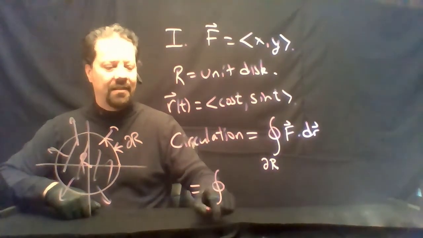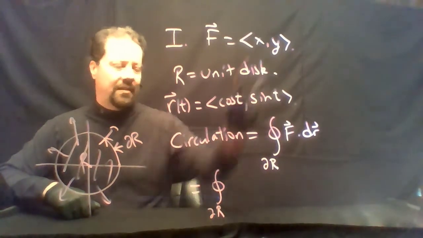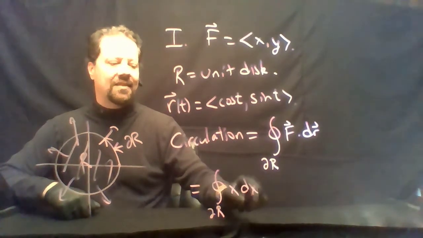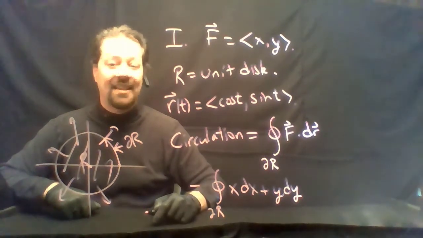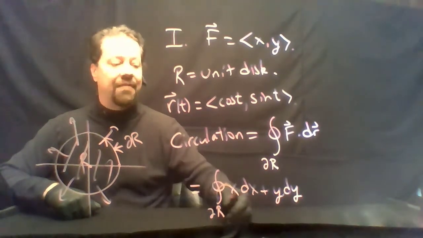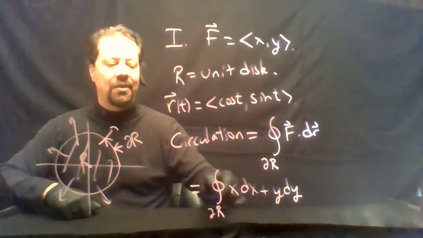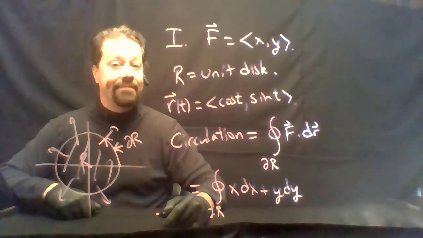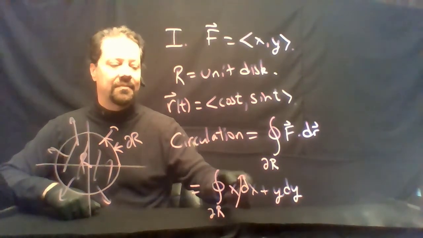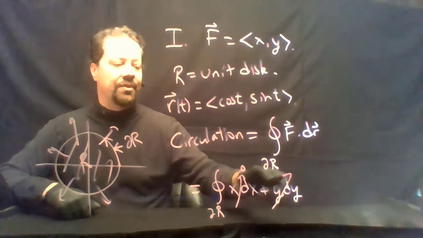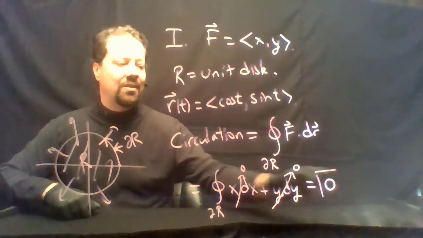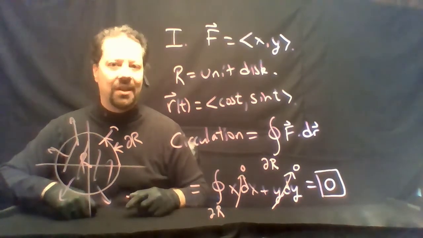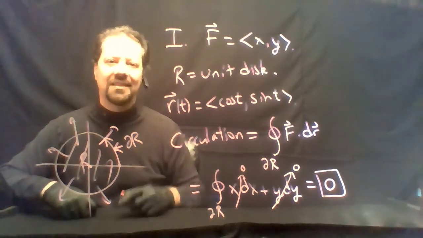We'll integrate around the boundary of the region x dx plus y dy. We've already shown that if you have any function of x times dx and you integrate around a closed loop, you must get 0. The same is true if you integrate y dy around a closed loop. And so we are getting absolutely no circulation whatsoever for this vector field.